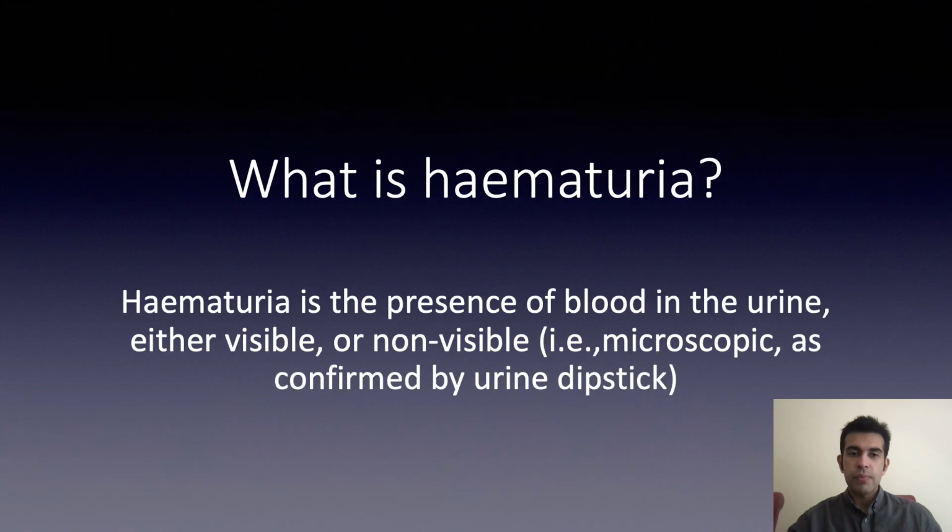So before we go any further, what exactly is the definition of hematuria? Hematuria is the presence of blood in the urine, either visible or non-visible. Some terms might be microscopic, as confirmed by the urine dipstick.